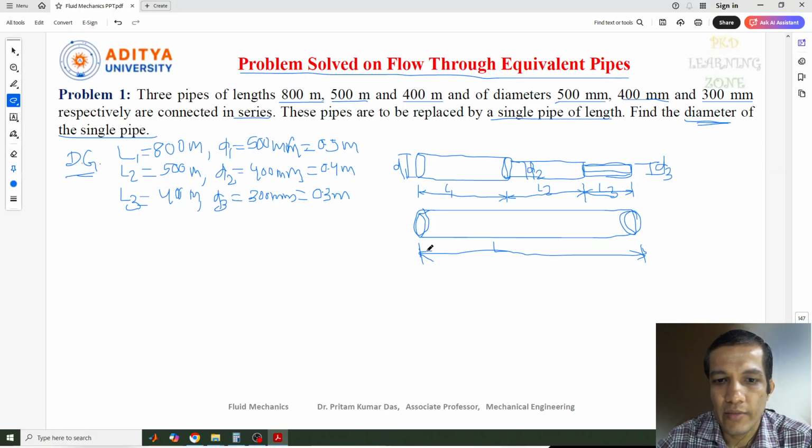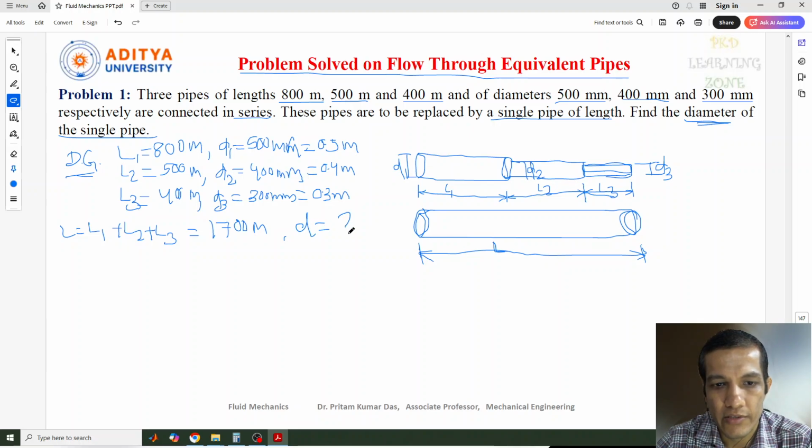For the equivalent pipe, this is the compound pipe, the length of the equivalent pipe is L equal to L1 plus L2 plus L3. The same length will be there. If you add 800, 500 and 400, we get 1700 meter. So the total length of the equivalent pipe is 1700 meter, and we need to find the diameter of the pipe. This is very simple.